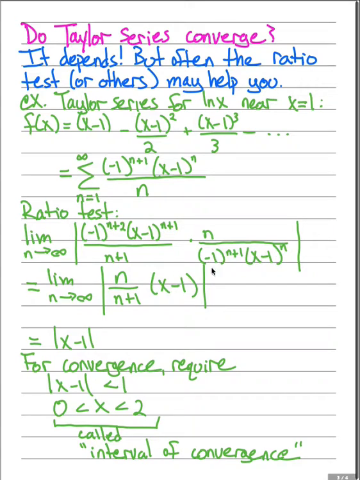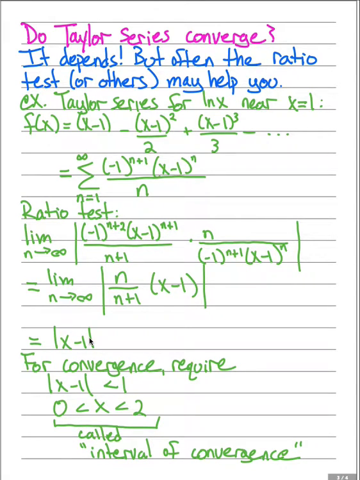Most of those factors cancel out, and I'm just left with x minus 1. So as I take the limit as n goes to infinity of this whole thing, there's no n's in this part, and the limit as n goes to infinity of n over n plus 1 is 1, right? It's like a billion over a billion and 1. That's practically equal to 1. So when you take that limit, you get that this is equal to the absolute value of x minus 1.